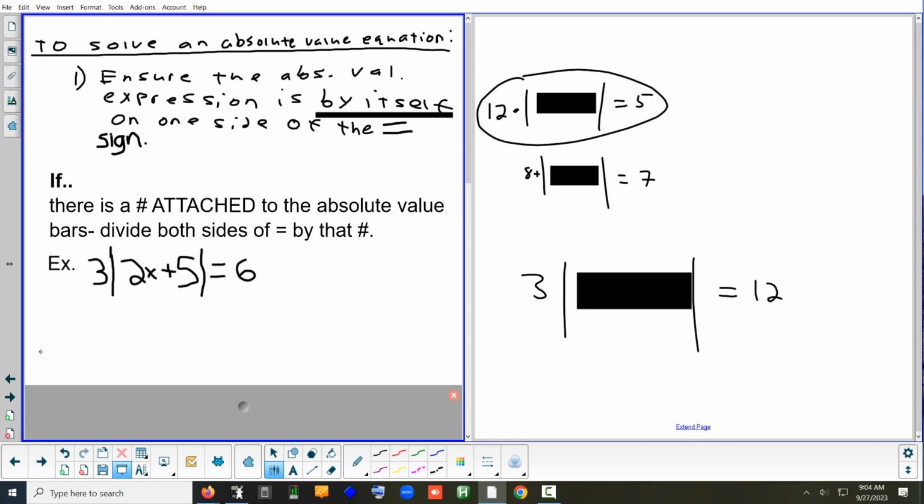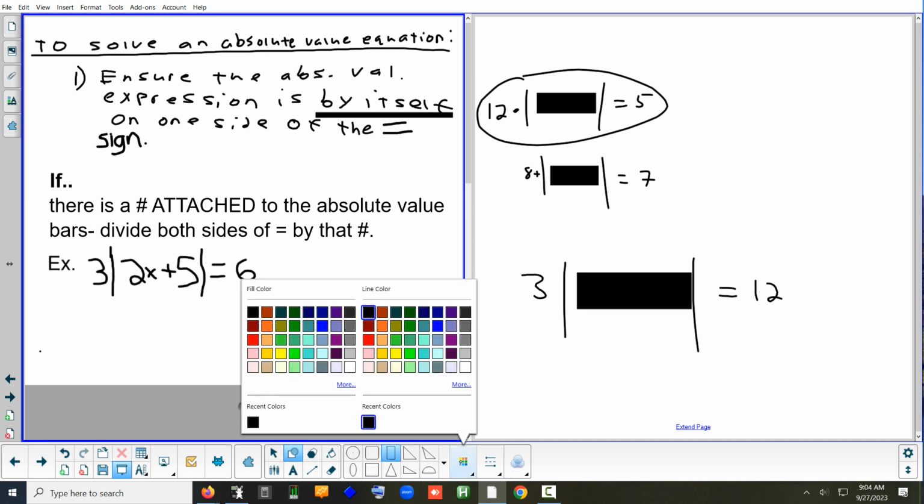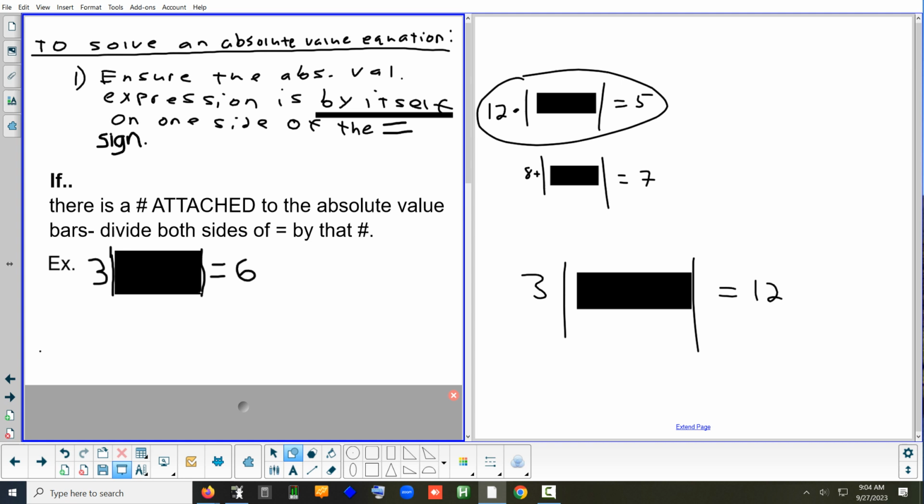The 3. Okay, and that 3 is attached to the absolute value. It's right next to it. So what am I going to do on both sides to get rid of that 3? Yeah, divide by 3. And again, just ignore, don't do anything to what's inside here. In fact, I just put a box there. You don't even need to know what's inside there to do this step. All right, so all we're going to do is divide by 3 and divide by 3. What happens on the left side when you do 3 divided by 3? Cancels out.